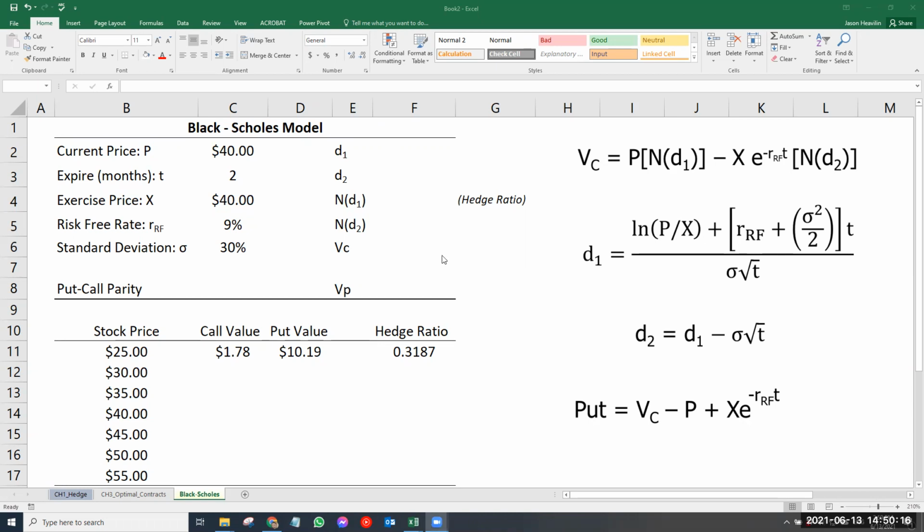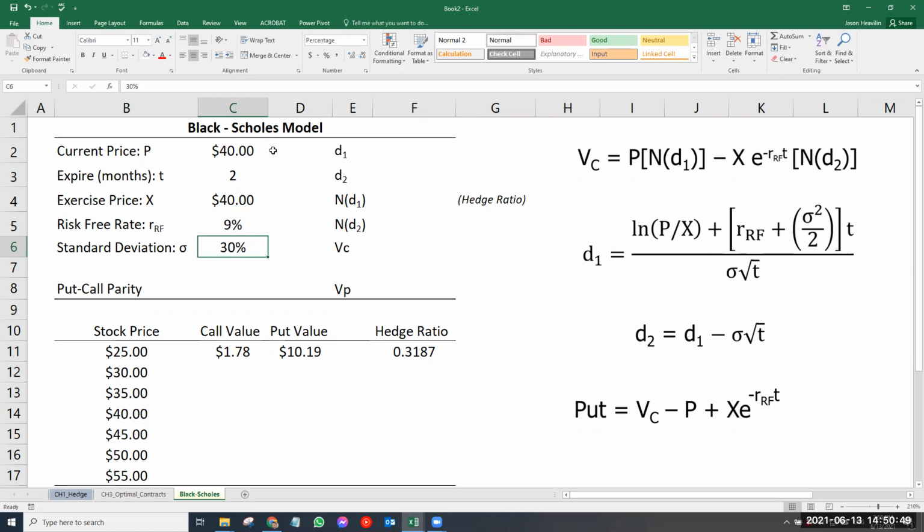So we will start with some pieces of information. We have the current price of the stock at $40. Let's say the option expires in 2 months, that the strike price or exercise price is $40. Let's say the risk-free rate is at 9% right now. And let's say the standard deviation is at 30% for this asset that we're evaluating.